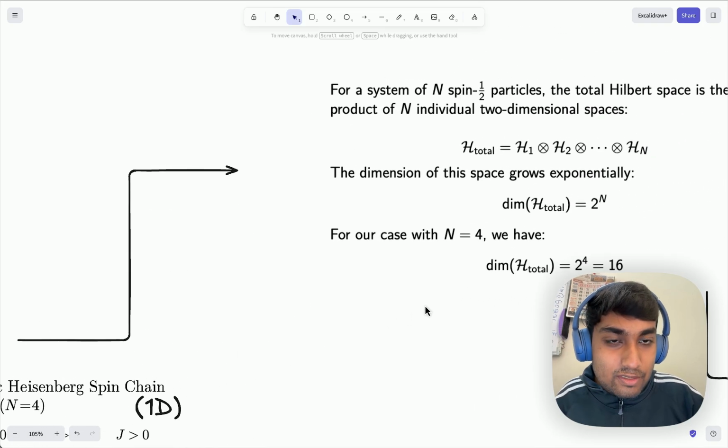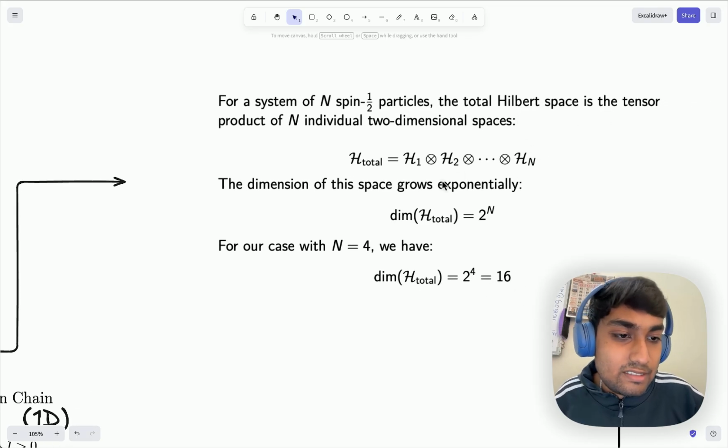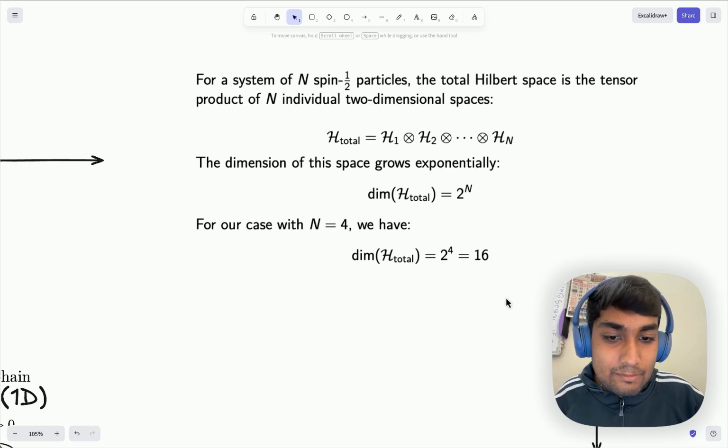To begin, first we consider N spin-half particles. Since it's a Hilbert space and we have a tensor product here, we can use the formula 2 raised to capital N to calculate the total dimension. Here it's 2 raised to 4 because N is 4, and we get 16 dimensions.